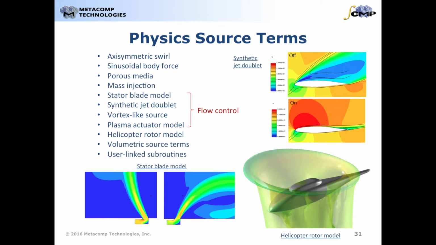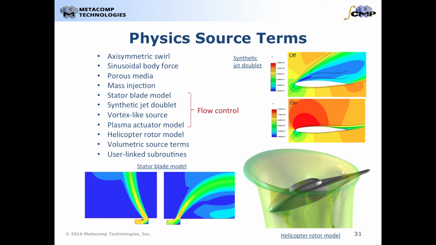An extensive set of physics source term models are available in CFD++ for modeling swirl, porous media, and mass injection. We have a stator blade and rotor model. The solution on the lower right shows the flow around a helicopter model using rotor model source terms.